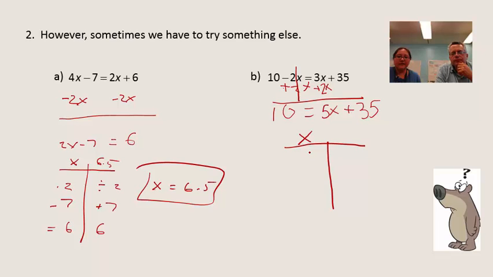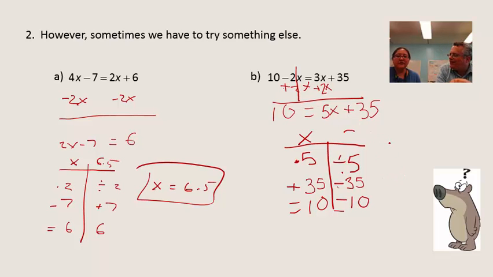So we have x, and then we're multiplying times 5, and we're adding 35, and that equals 10. If we backtrack, that would be equals 10. We are subtracting 35, and now we're dividing by 5. So 10 minus 35, that's negative 25.